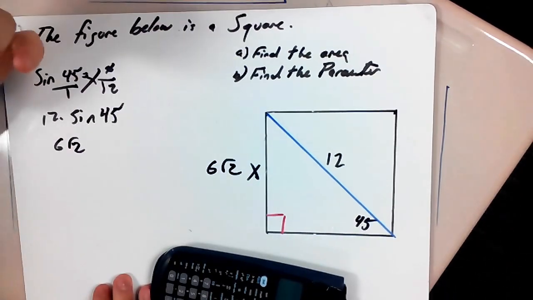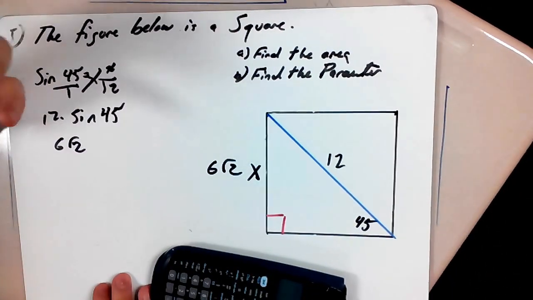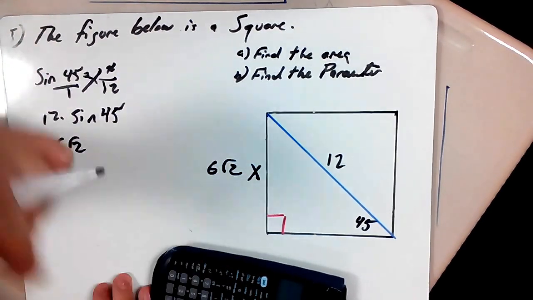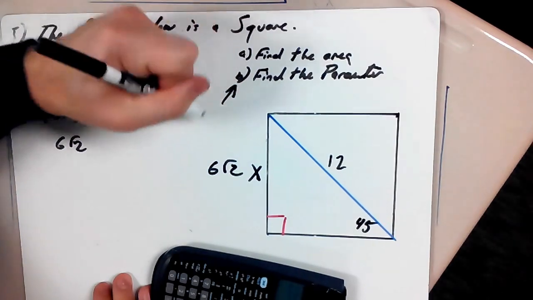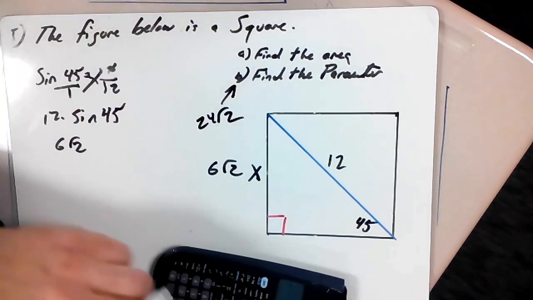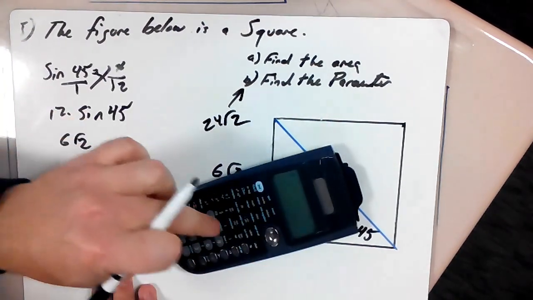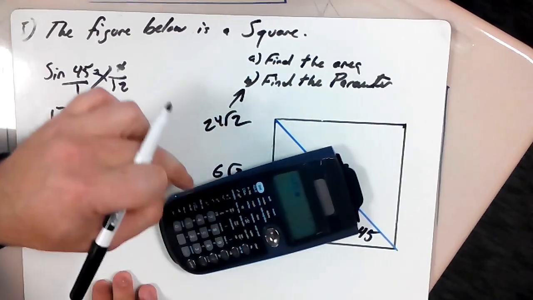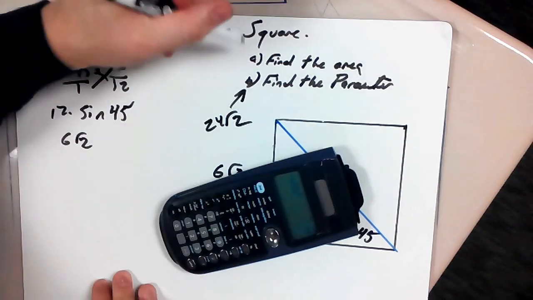Well, to find the perimeter, I got to add up all sides, or I could just multiply it by 4. So I'm just going to multiply that answer by 4. And so the perimeter is 24 square root 2. To find the area, square root 2 squared. And the answer is 72.